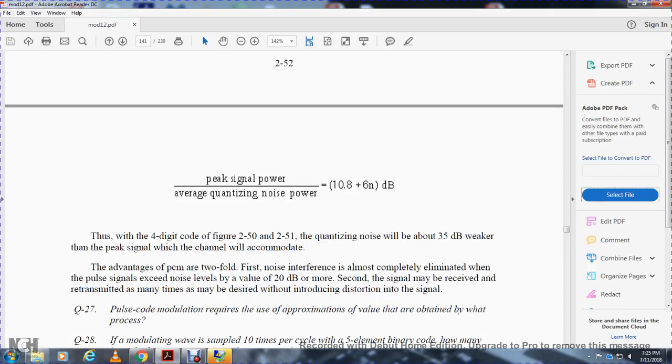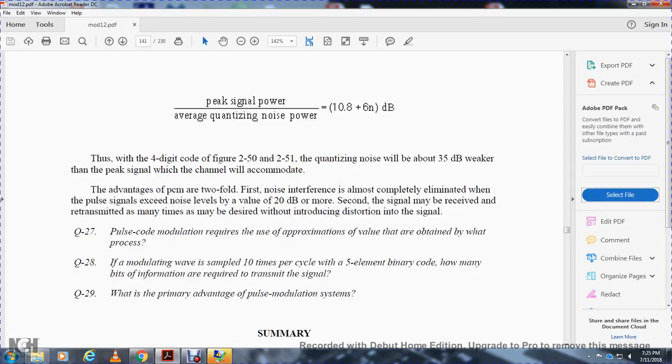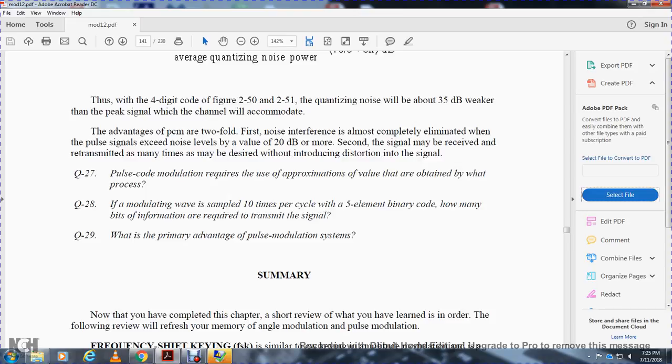Thus with a 4-digit code, as in figures 250 and 251, the quantizing noise will be 35 decibels weaker than the peak signal. This is the advantage of pulse code modulation, which is twofold. First, noise interference is almost completely eliminated when the pulse signals exceed the noise level by a value of 20 decibels or more. Second, the signal may be received and retransmitted as many times as desired without introducing distortion into the signal. Chapter 2 Summary.